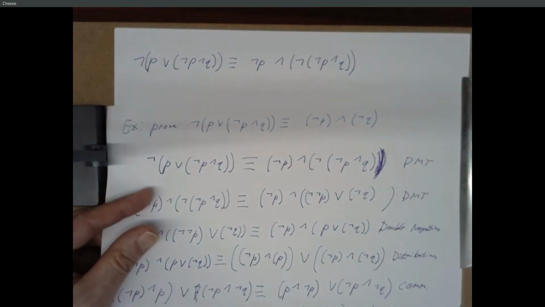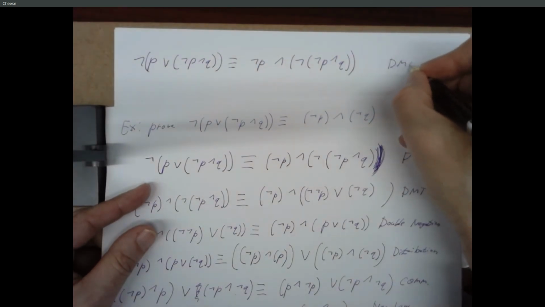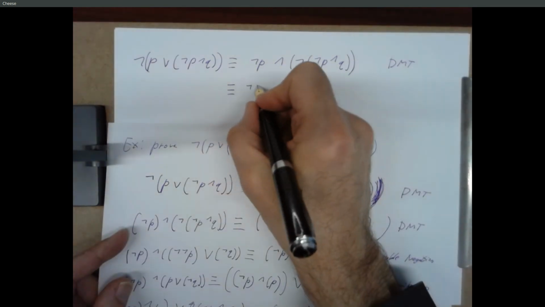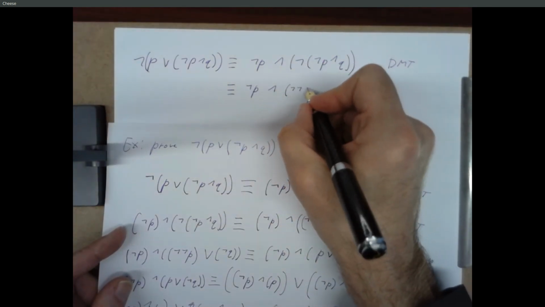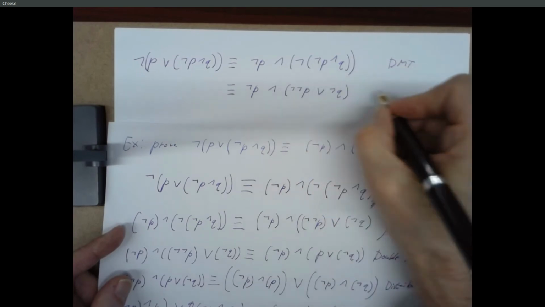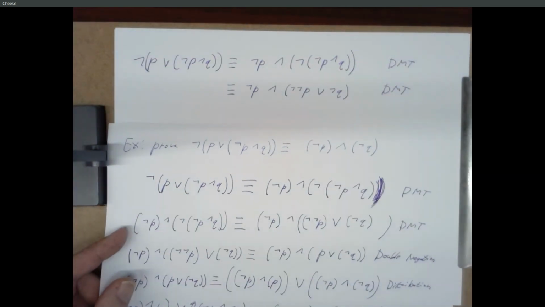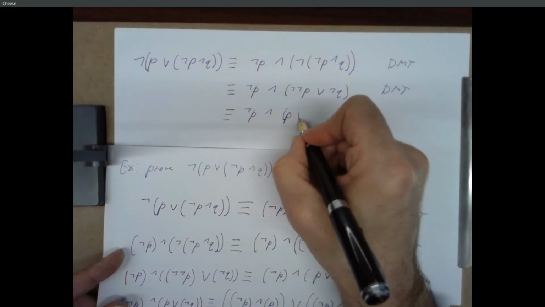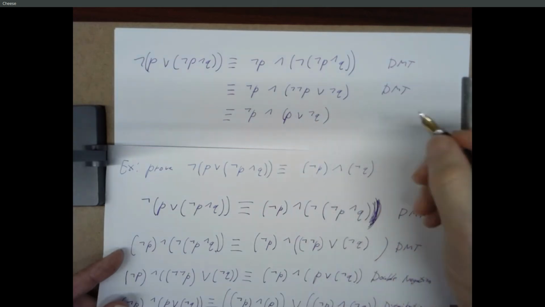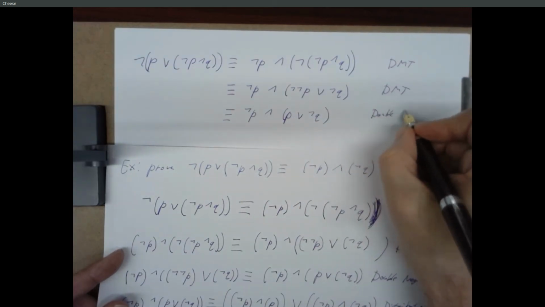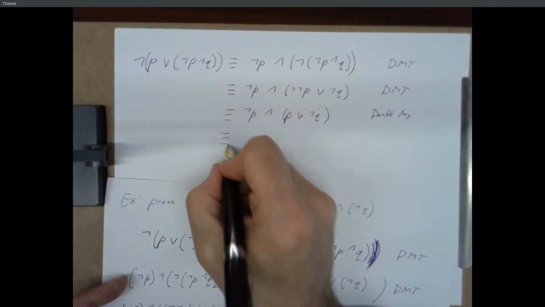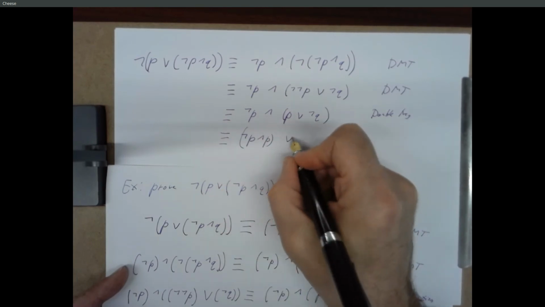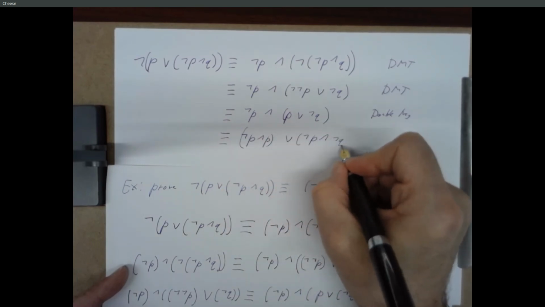Right, so we would start with that. We would use De Morgan's theorem to get down to this. And then I would just say this is equivalent to not P ANDed with not P or not Q. That's De Morgan's theorem. And then I would say this is equivalent to not P ANDed with P or not Q. And that's double negation. And I would say that's equivalent, and I would go ahead and distribute not P and P, or not P and not Q.